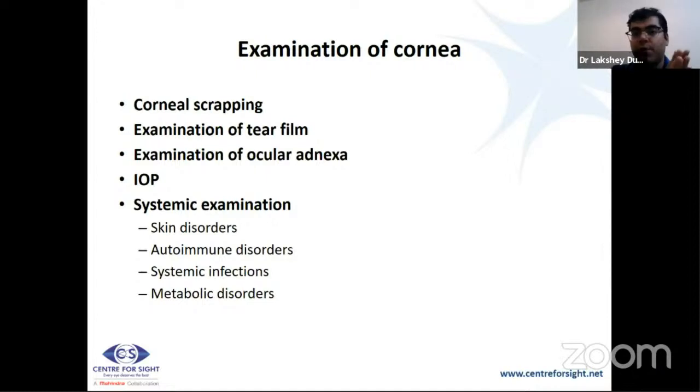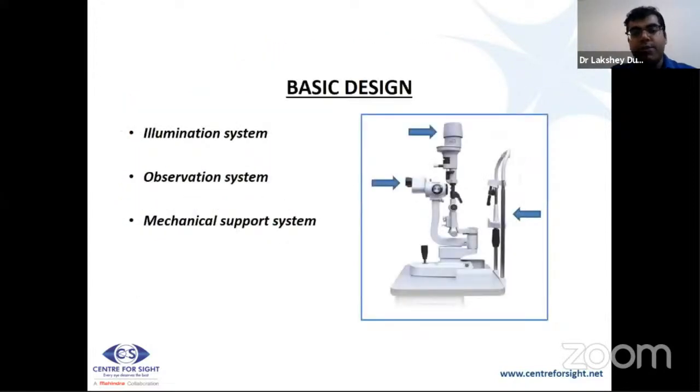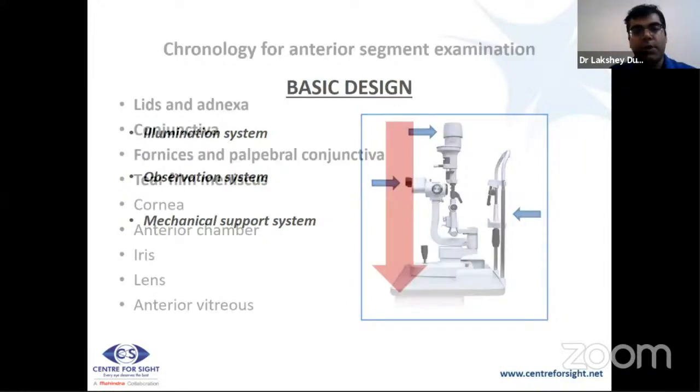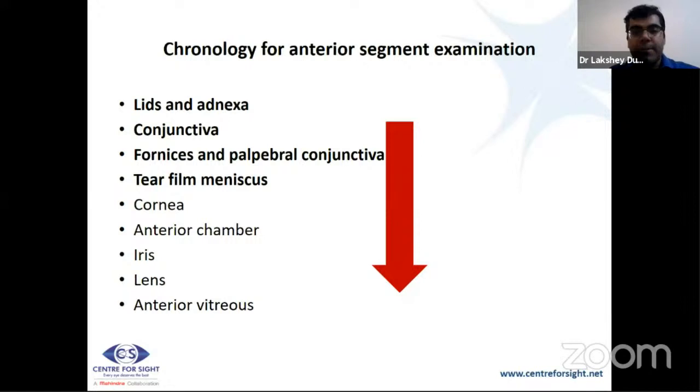So let us just brush up our knowledge about slit lamp examination, and then we will talk about corneal signs and their interpretations. As you all know, slit lamp has three parts: illumination system, observation, and mechanical support system. And when you do slit lamp examination, this is what I wanted to highlight.